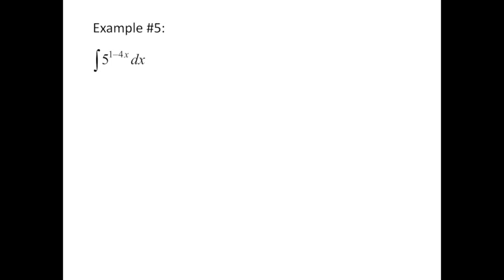Let's look at another one. Now we have the integral of 5 to the exponent 1 minus 4x. So again, we have not just an x in the exponent, not just a single variable, but now multiple terms. So in the last one we had just a single term with a multiplier. Now we have two terms, but our approach is going to be the same. We're going to treat that 1 minus 4x as being u, so we're going to let u equal 1 minus 4x.